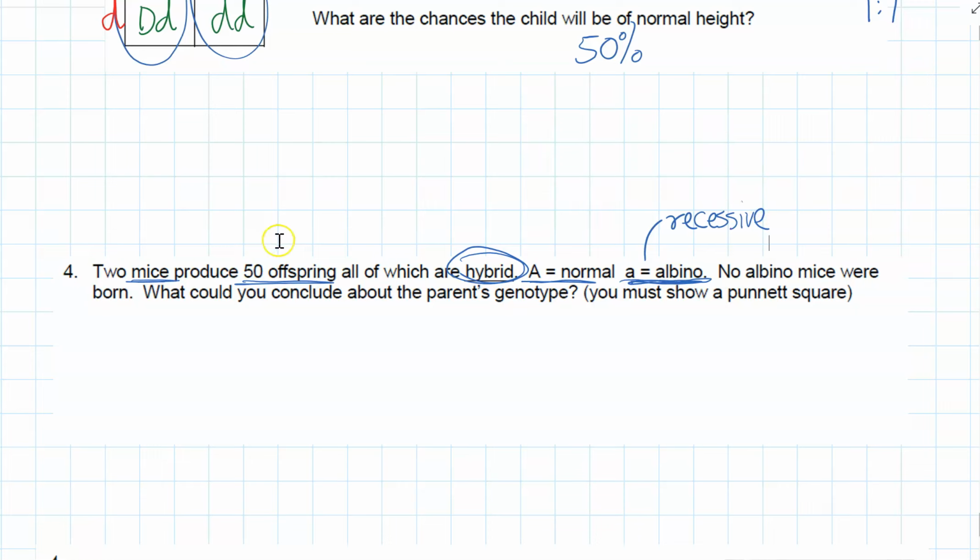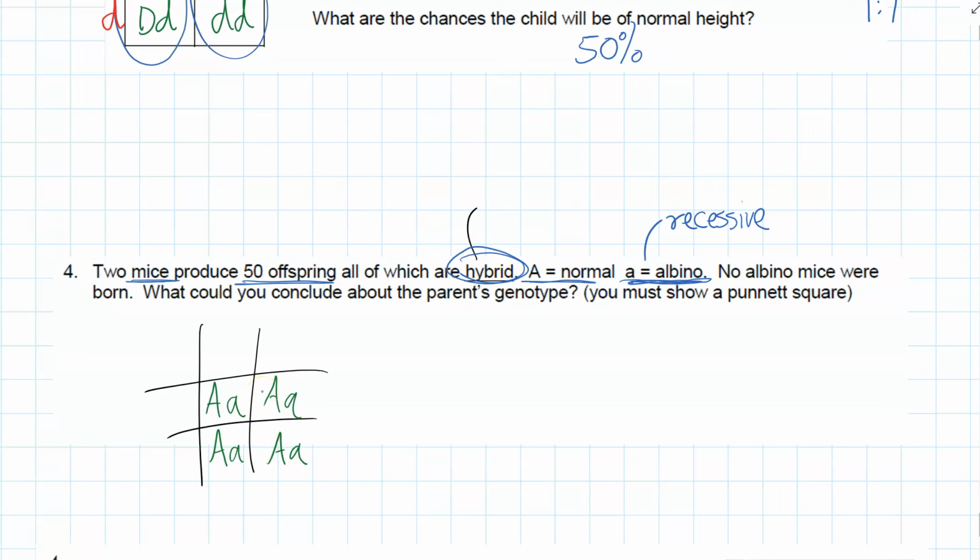Okay, so in these mice, 50 offspring were made and all of them are hybrid, and no albino mice were born. So what can we conclude about the parent's genotype? And we have to prove it using a Punnett Square. Okay, well, I'd be thinking, okay, let's set out our Punnett Square, and we know that all the offspring were hybrid or heterozygous. So we're working backwards in this one. We know all the offspring are heterozygous, so they must be big A, small a.